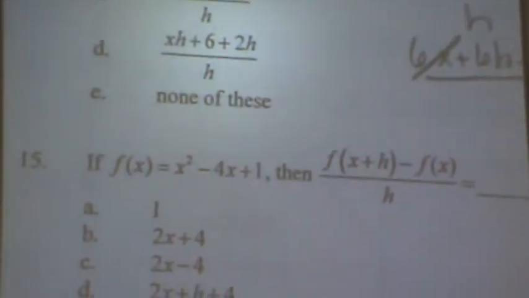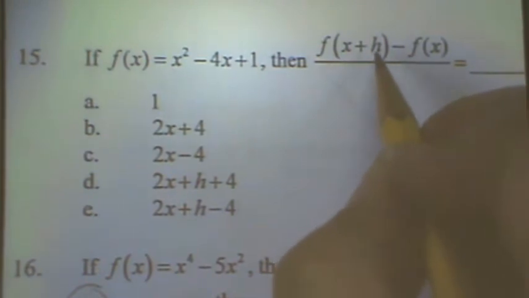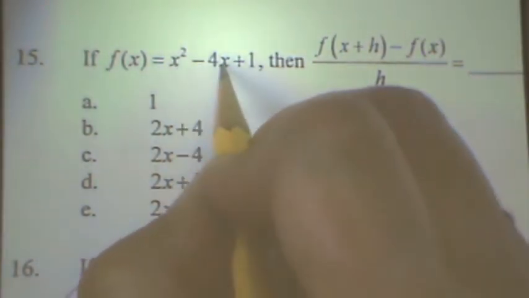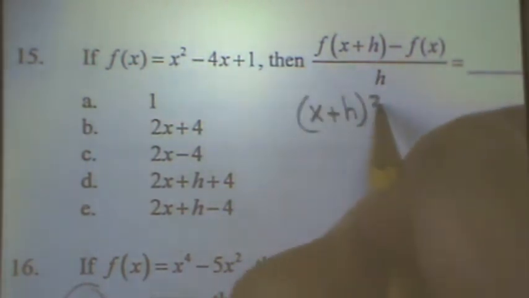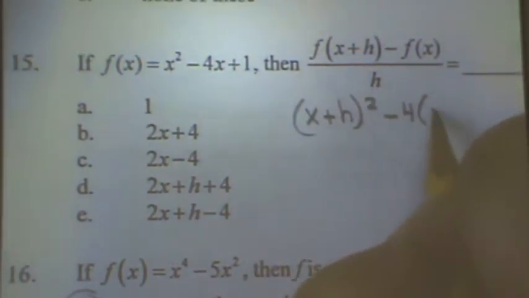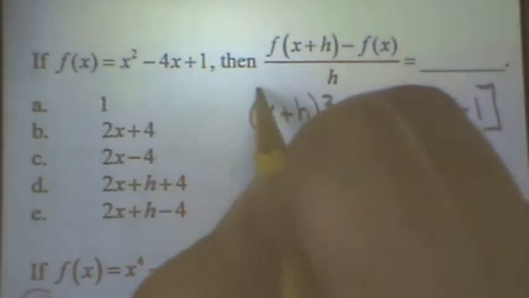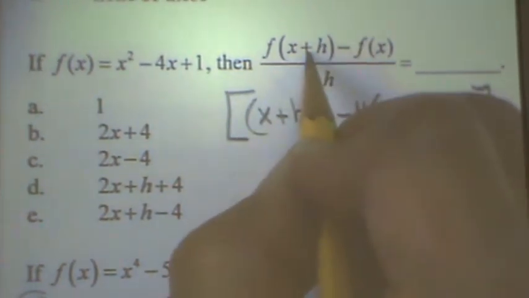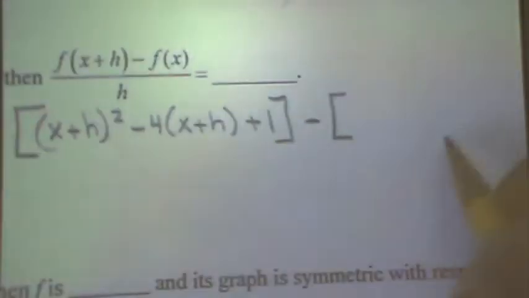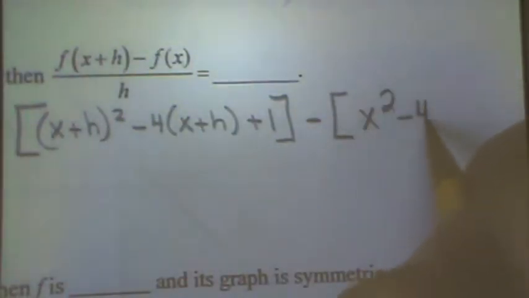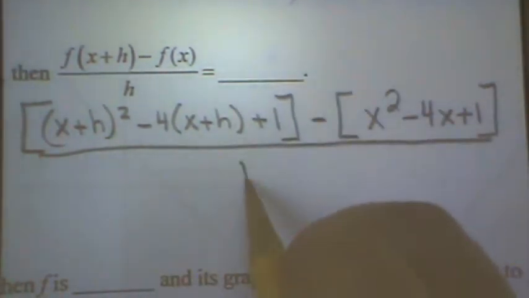Next one, 15. This one's a little bit more involved. You still have to do x plus h. You have to plug x plus h here and here. So it's x plus h quantity squared minus 4 times x plus h and then plus 1. All of this is f of x plus h. We're going to subtract f of x. We're going to plug x into this whole thing. So x squared minus 4x plus 1. And then we're going to divide the whole thing by h.